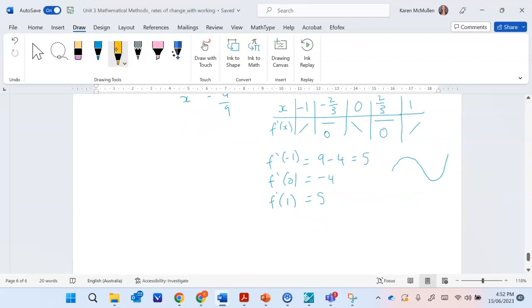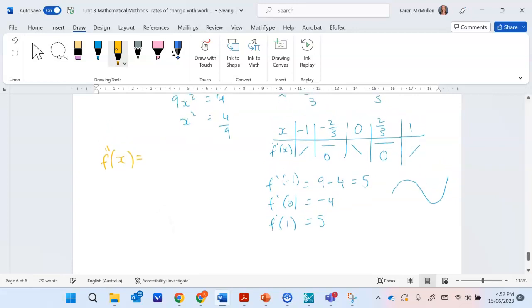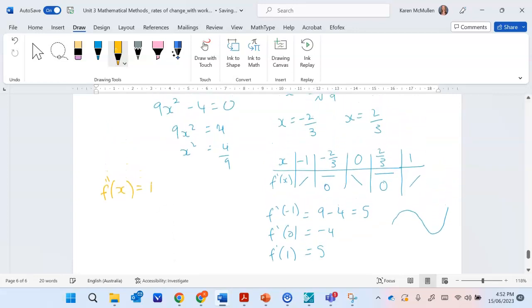If you're using the second derivative, and I'm going to do it in yellow. Whoops. So the second derivative, we use 2 dashes. All right, so that's going to be 18x. We know there's a stationary point here at negative 2/3 and 2/3. So we substitute those two values in.